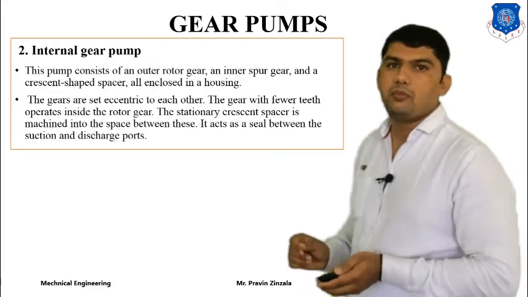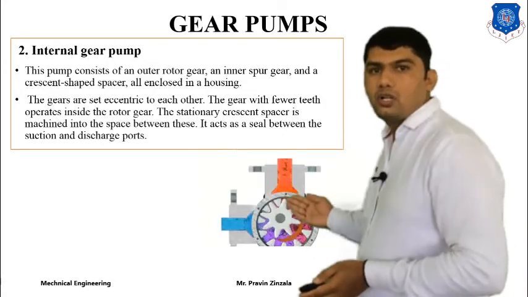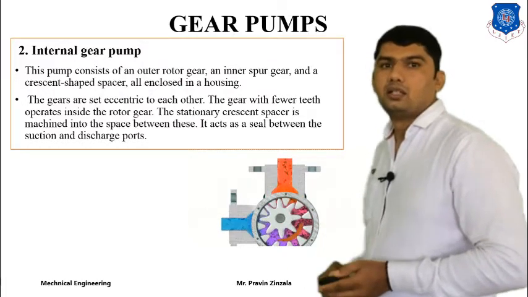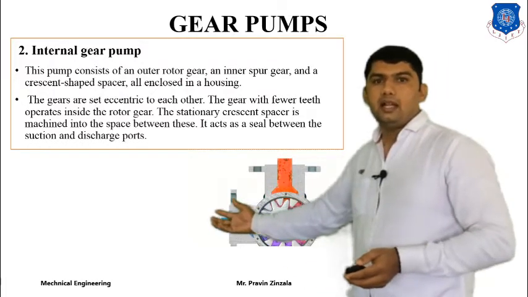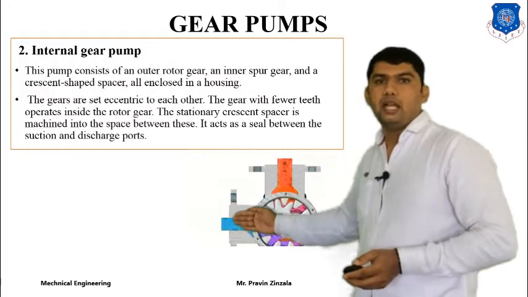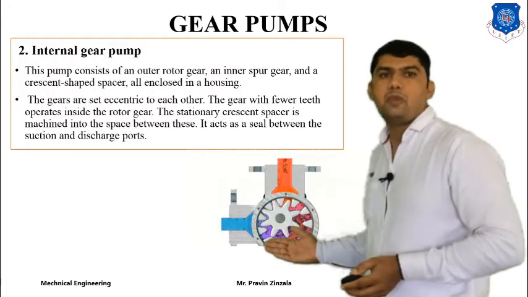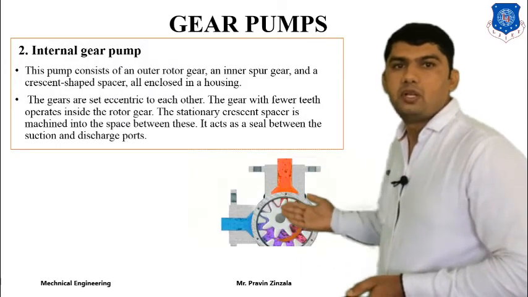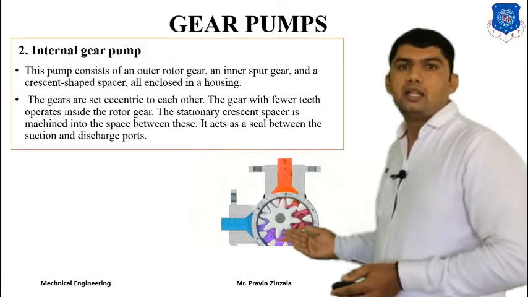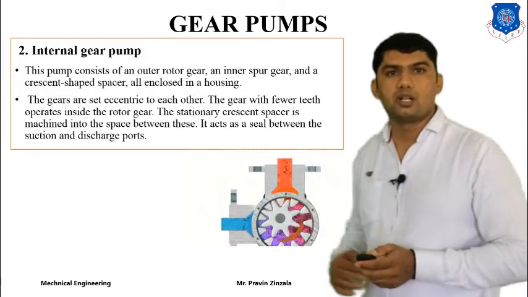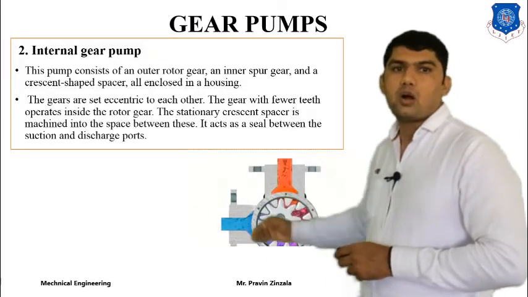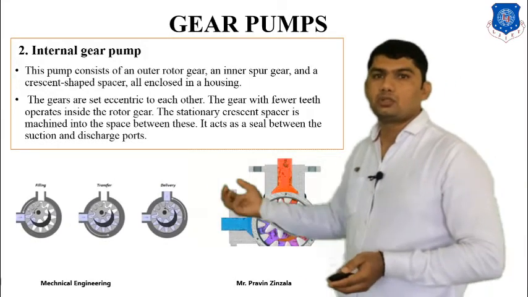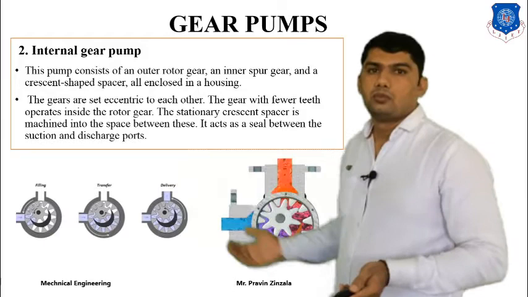In an internal gear pump, there are mainly three components: the outer rotor, the inner spur gear and the spacer. Fluid enters from the inlet port and goes to the gap between the two gears and the spacer, and then it is passed to the outlet. The inner gear is driven by an electric motor and rotates the outer gear, and the fluid goes to the outlet. The process of fluid transfer is also shown here.